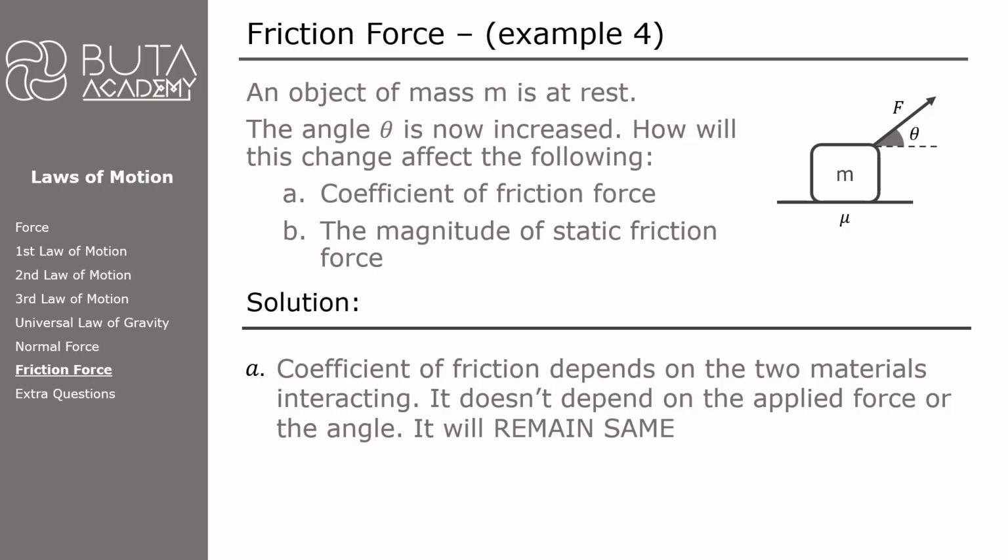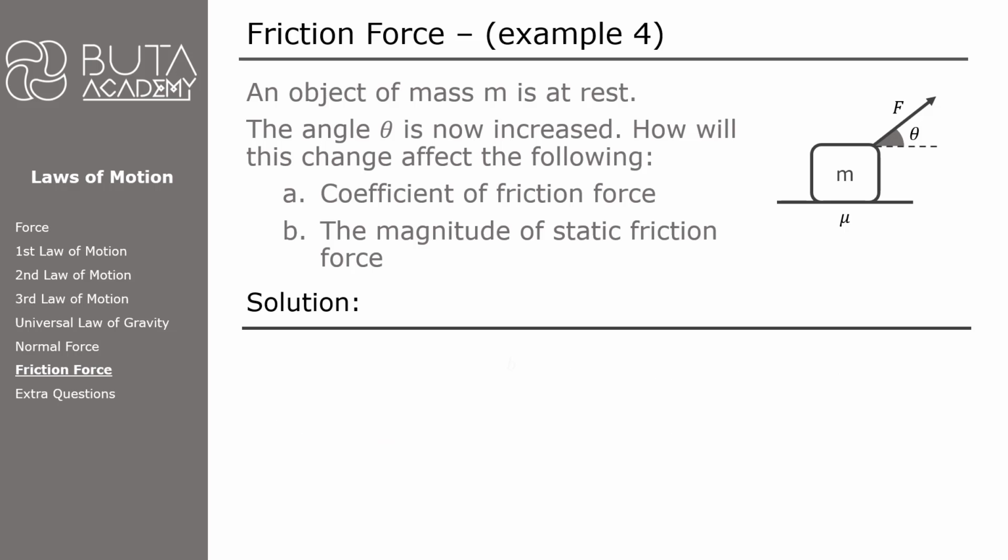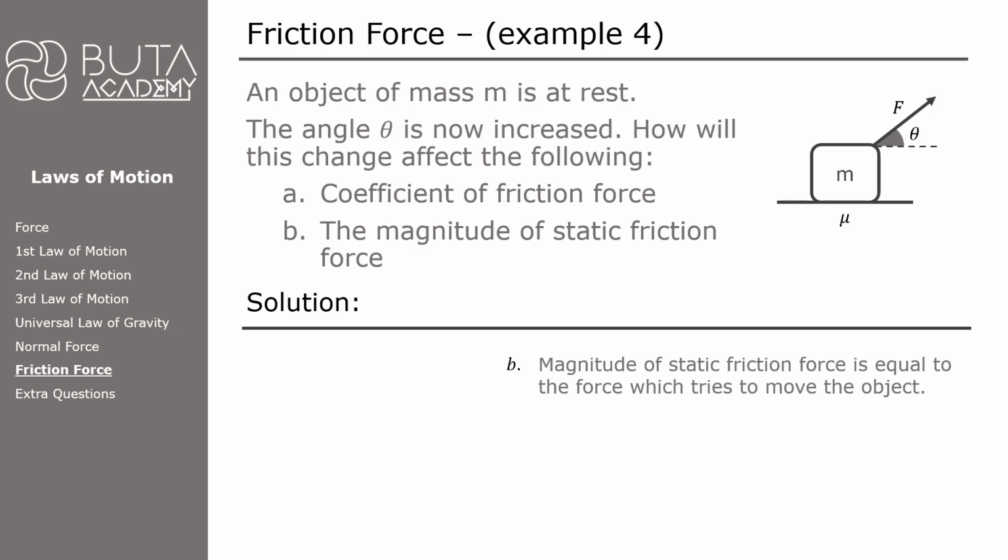It will remain same. In the second part of the question, we have to find out how the static friction force will change if the angle theta has been increased. Our task has been made easier by the phrase static in the question. But even if it wasn't mentioned, we have to know that if an object is at rest, the friction force applied on it is the static one. Let's remember that the magnitude of the static friction force is equal to the magnitude of the applied force.